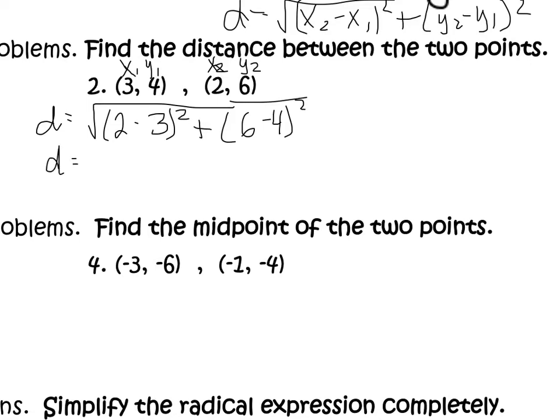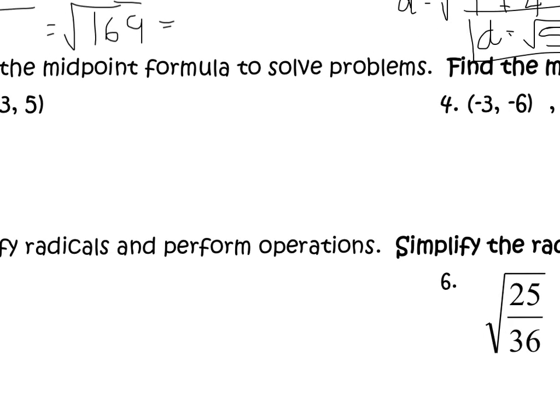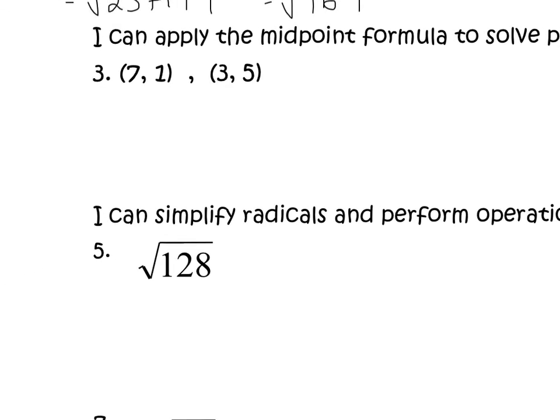So I get 2 minus 3, which is 1, squared is 1, plus 6 minus 4, which is 2, squared is 4. So my distance is the square root of 5. Not too bad. That's my final answer. Okay, so if I keep moving, midpoint formula.